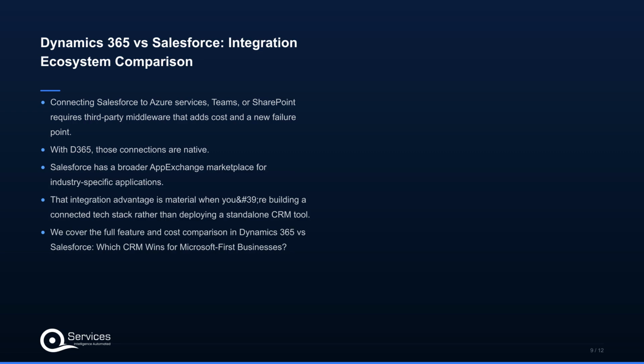Salesforce has a broader app exchange marketplace for industry-specific applications. But according to Gartner's CRM market analysis, Microsoft's advantage in the enterprise segment comes specifically from its integrated ecosystem, a single vendor for productivity, data platform, analytics, and CRM. That integration advantage is material when you're building a connected tech stack rather than deploying a standalone CRM tool. We cover the full feature and cost comparison in Dynamics 365 versus Salesforce, which CRM wins for Microsoft first businesses.